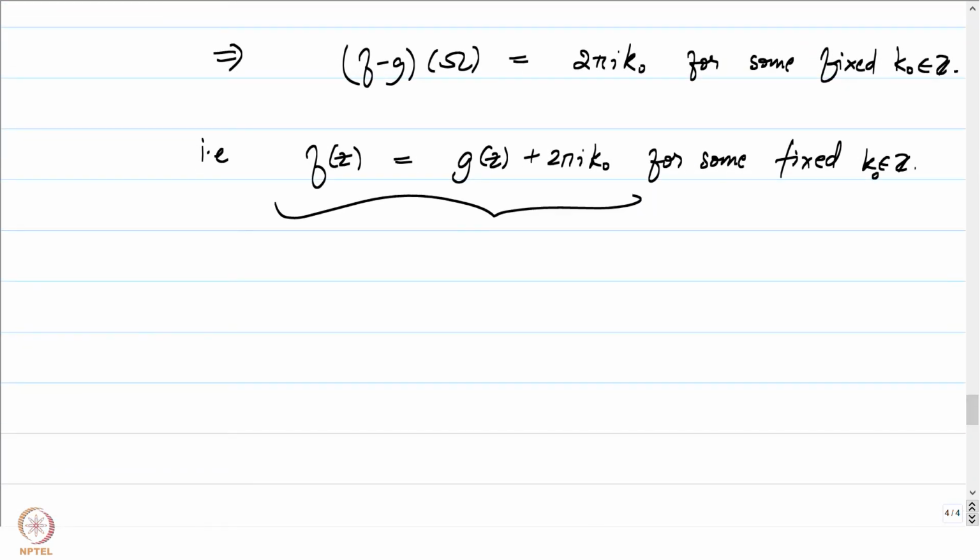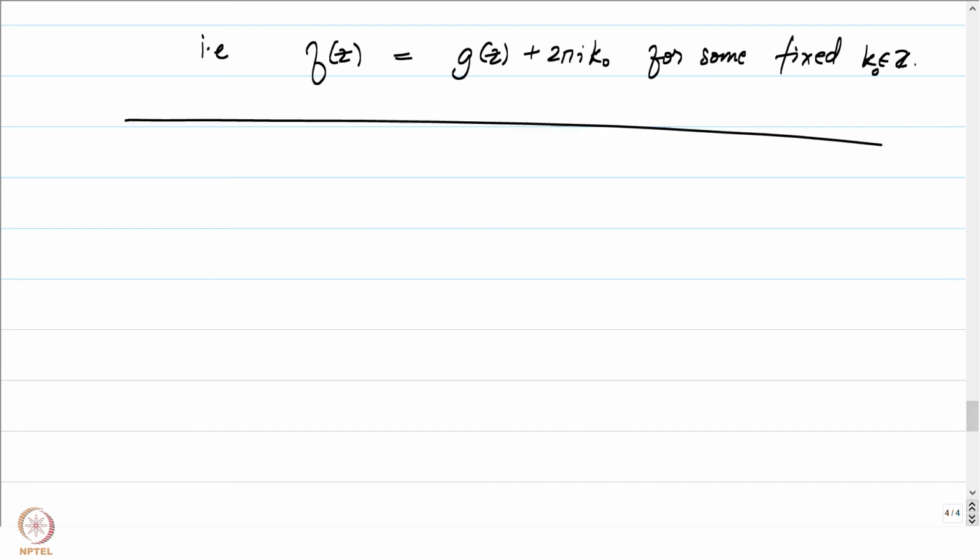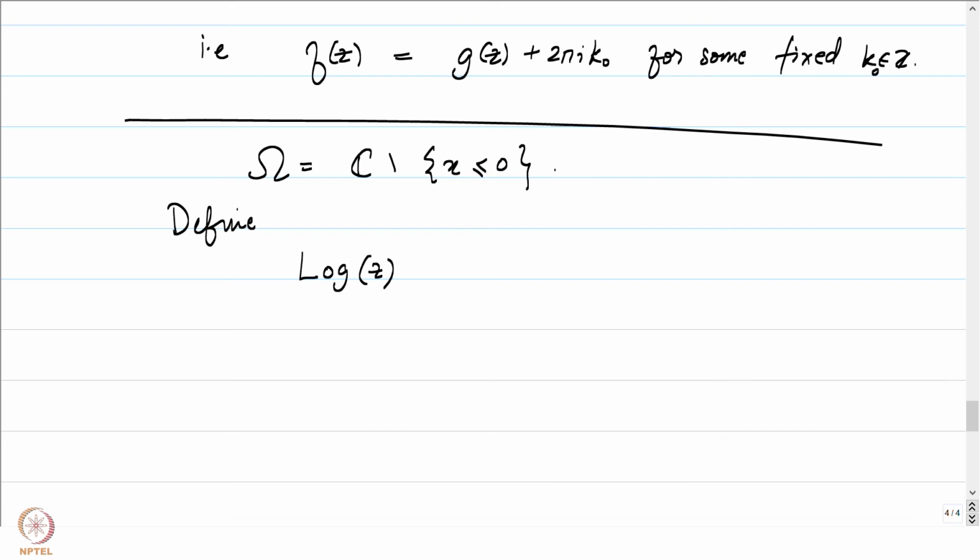And if two such functions differ by 2 pi i k, then e to the power f and e to the power g are going to be equal. So this is an if and only if statement. In particular, let's get back to omega, which is C star, which is just C minus 0, and define a special function, capital L log of z. Let's not go to the setting of C star. Let's go back to the omega which we were considering, the set of all complex numbers with the negative real axis removed, and define this capital L log function.